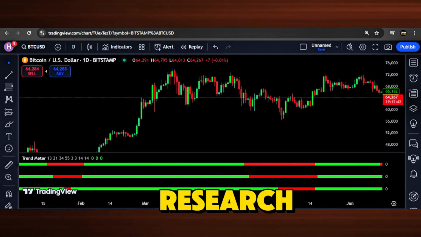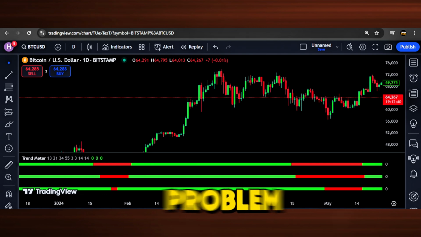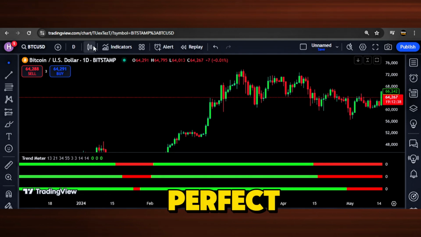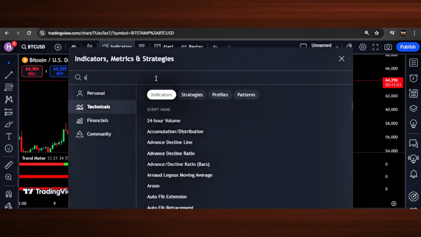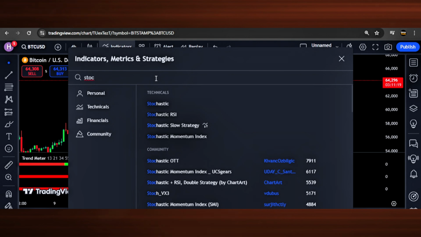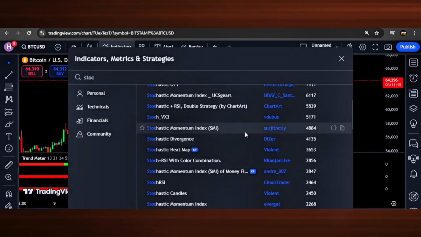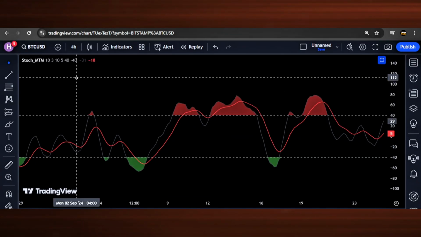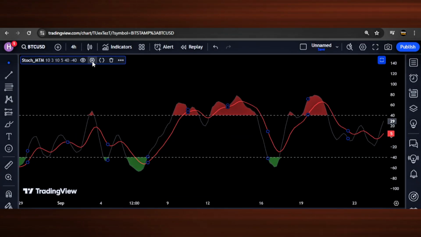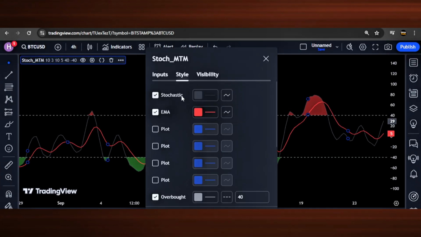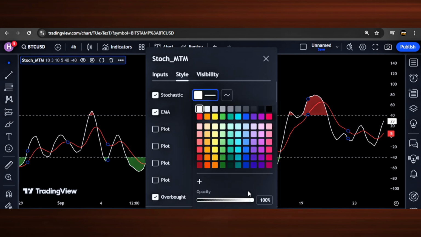After hours of research trying to find a solution to this problem, I finally found the perfect fit. To add it to your chart, type in Stochastic Momentum Index and select this one by Surgithtal, this guy. Go to the settings of this new indicator, go to the Styles tab, change the color of the stochastic to white, and then raise the opacity.